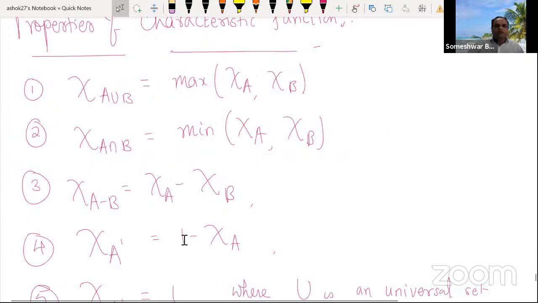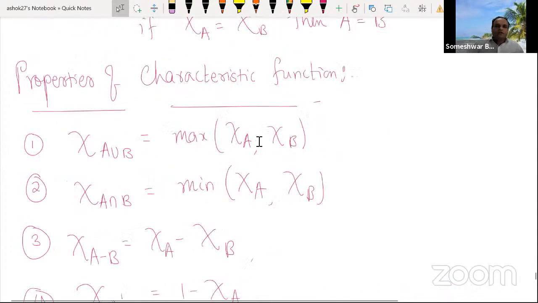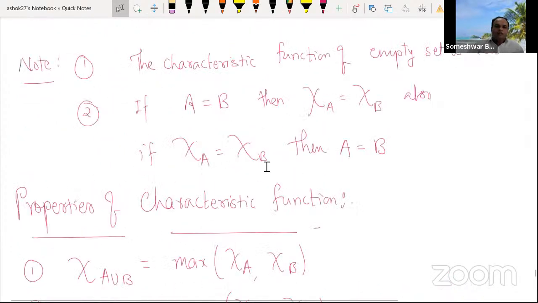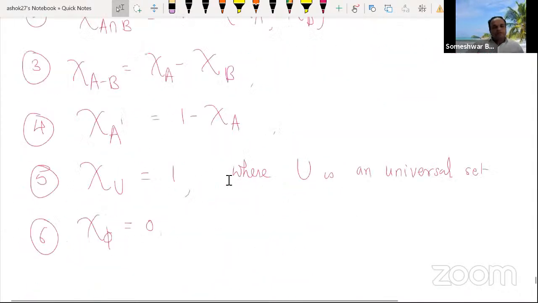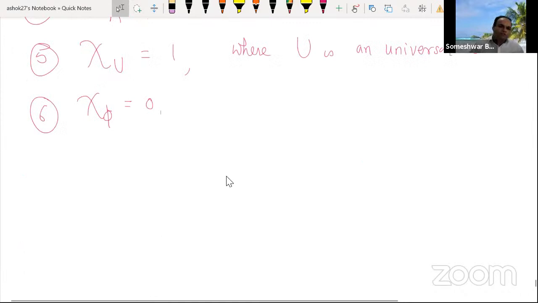See, first we defined the characteristic function, and then we listed some properties of this characteristic function. So we'll prove them one by one. So, proof of the first property. What is that?